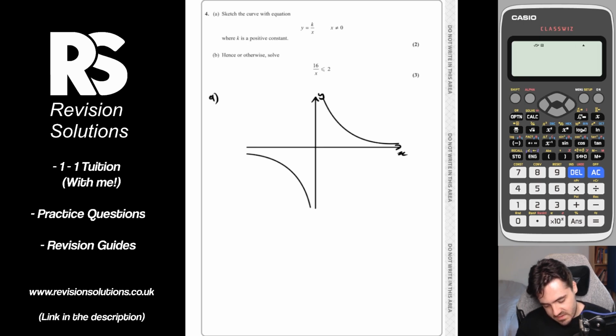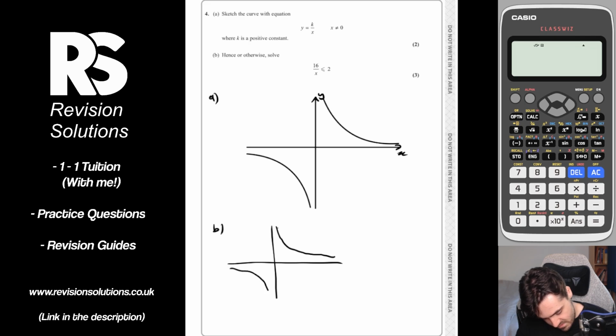And then part B says, hence or otherwise solve 16 over x less than or equal to 2. So that's a version of the graph we already have. For part B, I'm just going to do another quick sketch so I don't interfere with my answer for part A. But here's another quick sketch. And then y equals 2 runs along like this. And we're interested in where our reciprocal graph is less than or equal to 2.